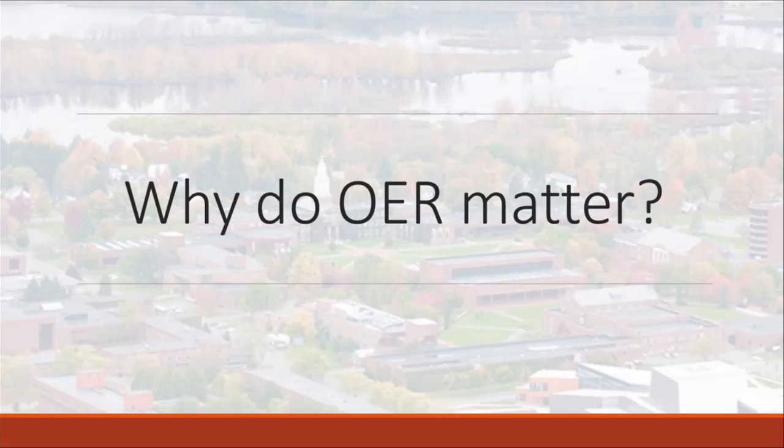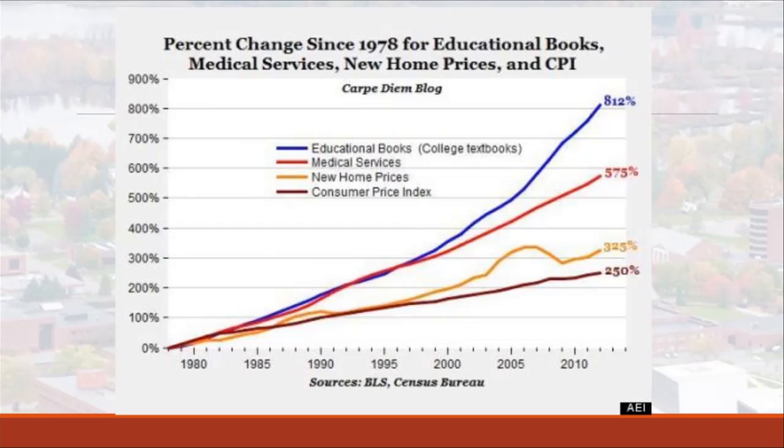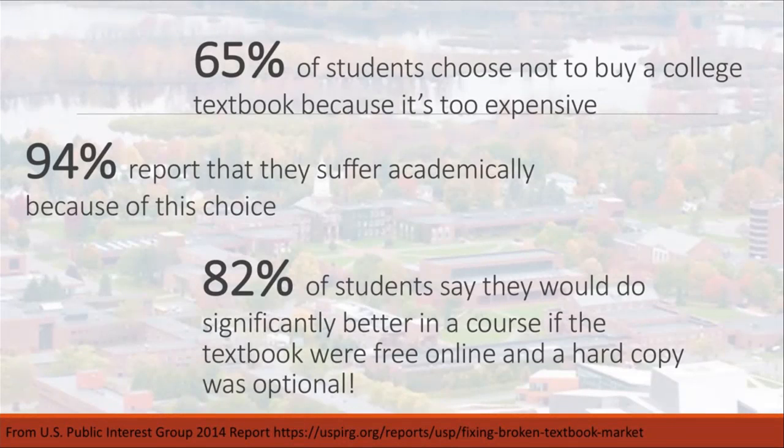Why does it matter? So this graph shows the change in textbook prices since 1978. They are skyrocketing at a higher rate than medical prices and prices for new homes, and just the current rate of inflation. And we know what that does to our students. It often means that they don't buy the textbooks. The U.S. Public Interest Group in 2014 reported that many students won't purchase the textbook because of the price, and obviously they suffer academically because of this, right? They don't have the course material, so they can't do the reading.